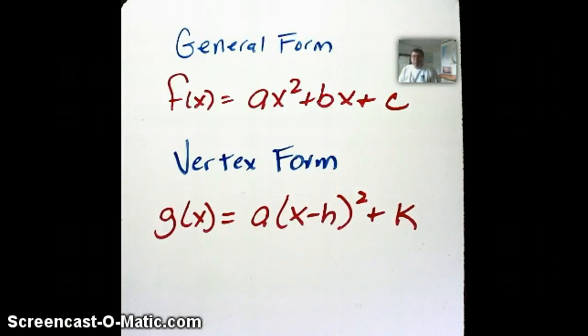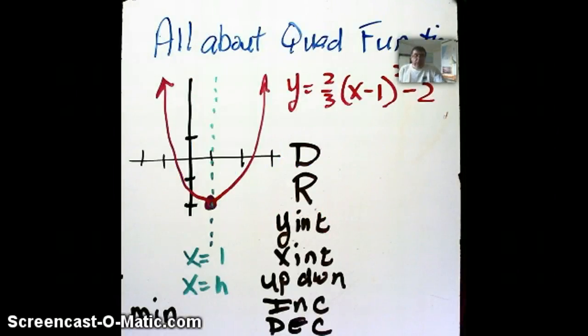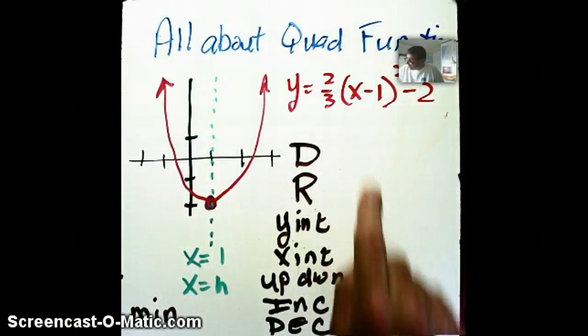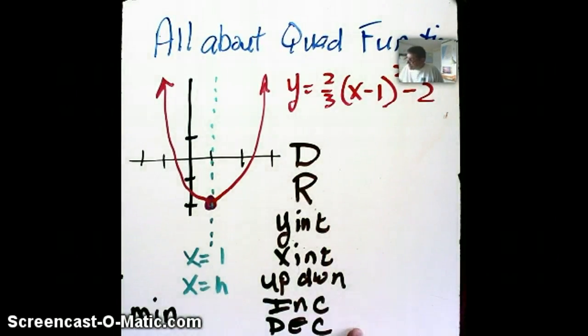So vertex form and general form. You need to know that. Okay, now I call this all about quadratic functions. What we're talking about is if we have a certain parent or family of functions, it is helpful if we know all about one type, and we study that first. So this is a quadratic function. It's in vertex form, and I want to know all of this information about it.